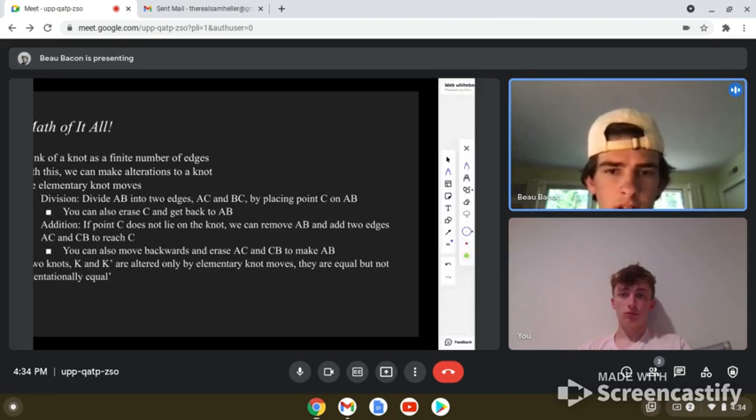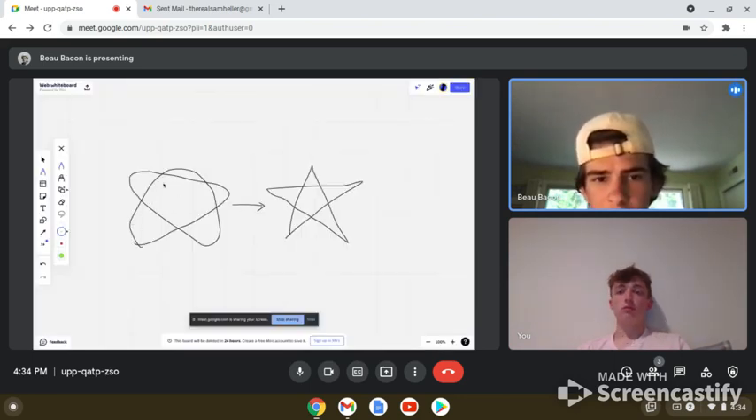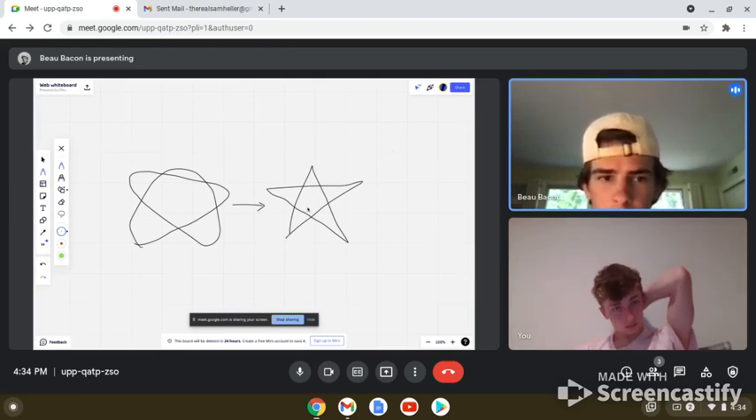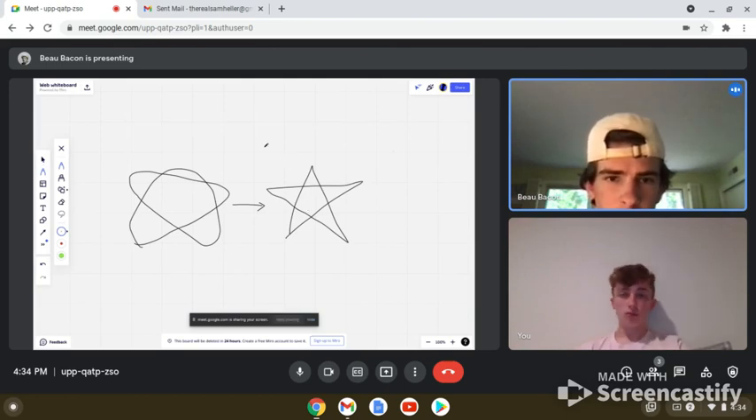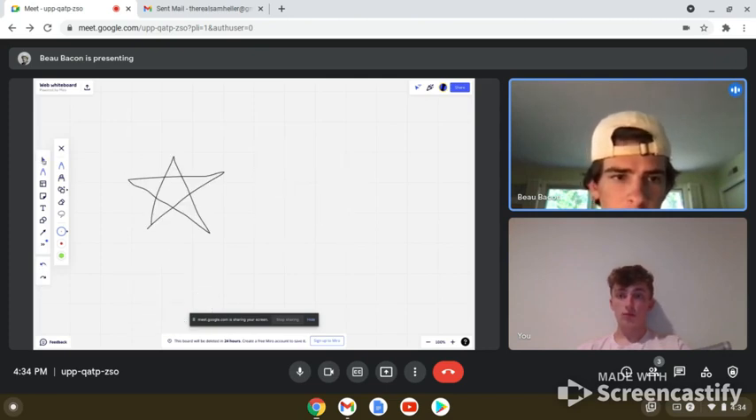So just to get started with this, we can see that we have an actual circular rounded knot here. And then we have this multiple edges here. This is what we're going to be working with for this presentation. I'm going to just erase these really quick just so I can show you the first elementary knot move.